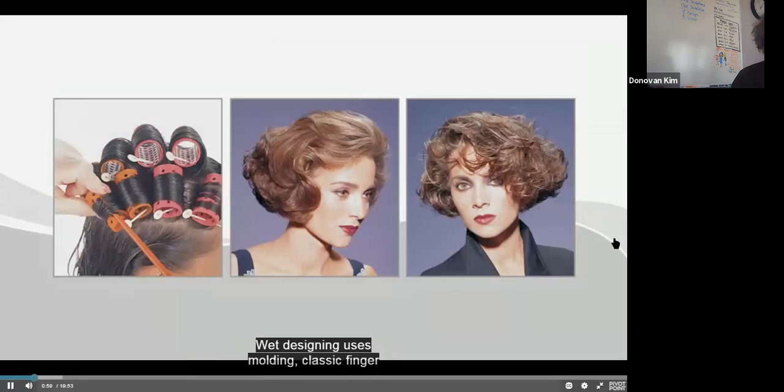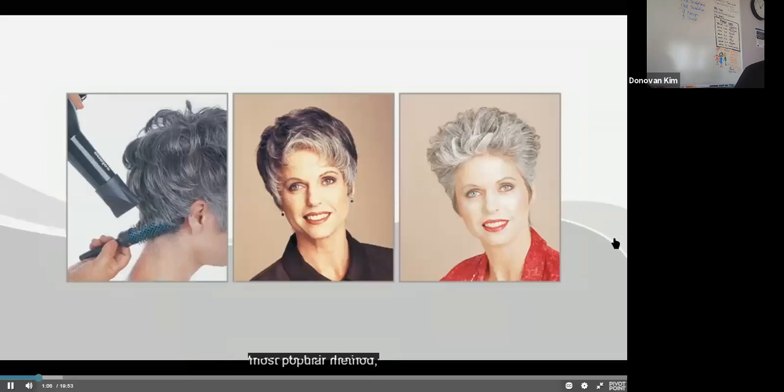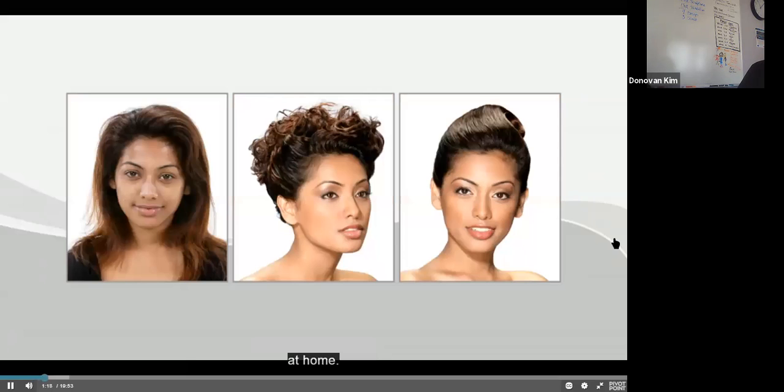Wet designing uses molding, classic finger waving, and setting the hair with rollers and pin curls to create hair designs. Thermal designing, the most popular method, uses blow dryers, brushes, and curling irons, and requires minimal time. Clients can also closely duplicate salon results at home. Long hair designing is most often used for formal occasions, such as weddings or proms. Designing techniques vary by client, hair type, and the occasion.